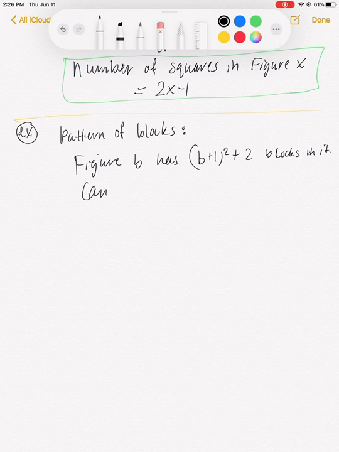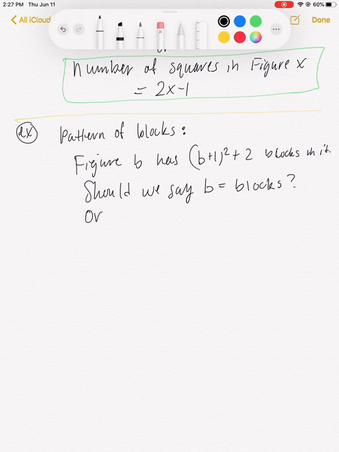Can we say, or should we say, that b equals the number of blocks? That b equals blocks? Kind of gave that away there a little bit. Or is there a more precise way? Okay. Is b equal to blocks?